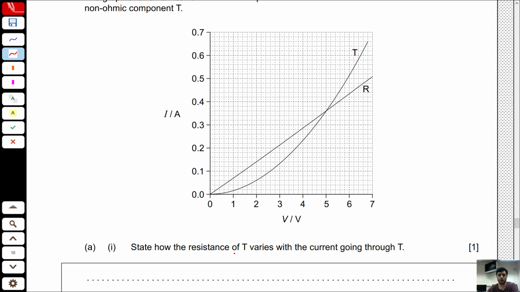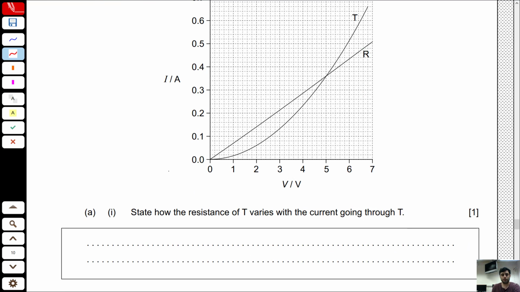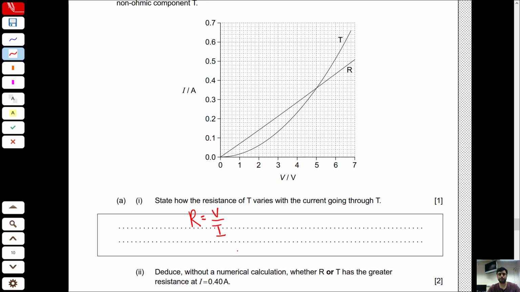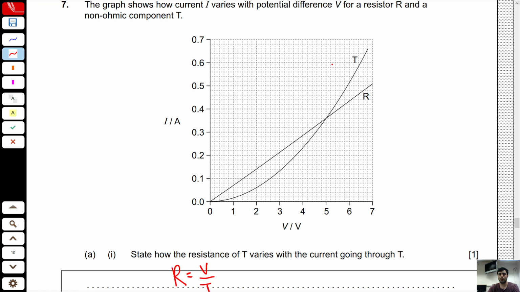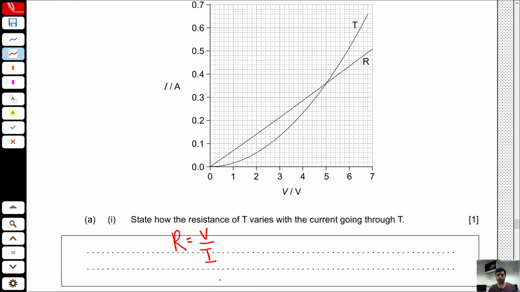State how the resistance of T varies with the current going through T. So the formula for the resistance is resistance equals V over I. Now if you look at the graph for T, you can see that it is curved in the upward direction. When it's curved upward, it means the current, which is the upward direction, increases at a much faster rate than the voltage.